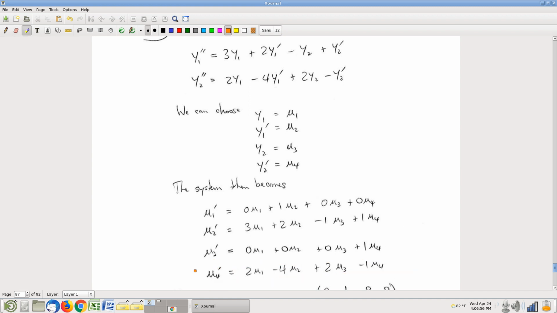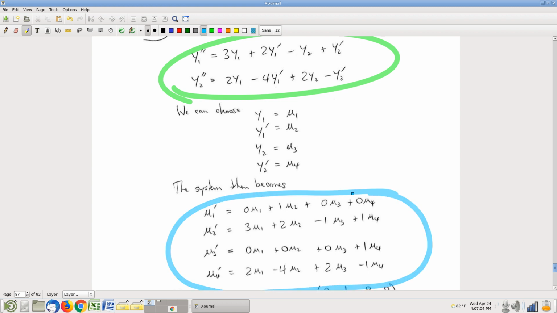We have an alternative question. Instead of solving this second order system of two equations, we now have the alternative of solving this first order system of four equations. All right, now is this a win?